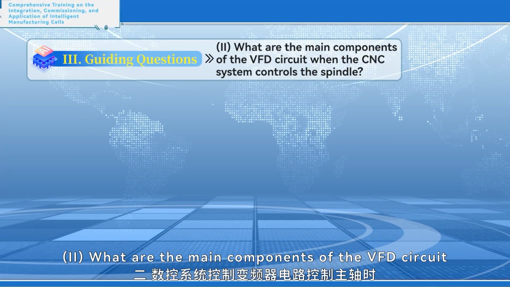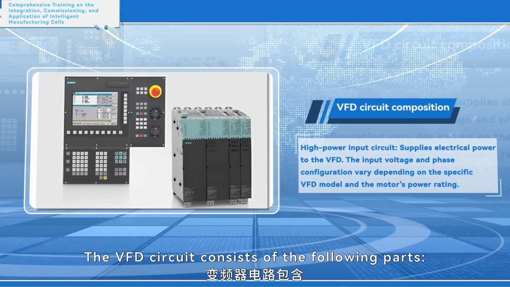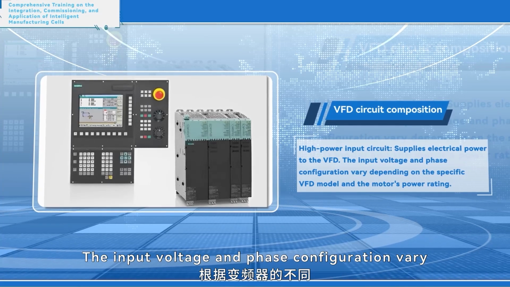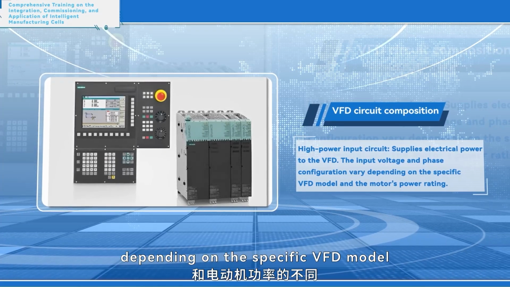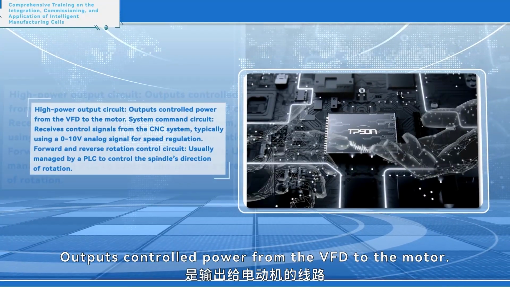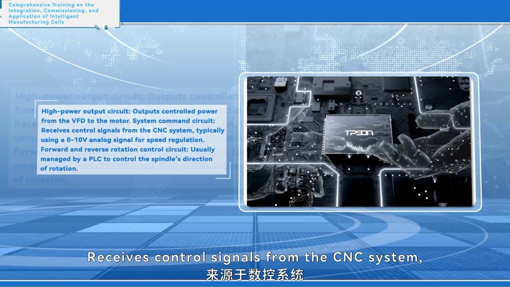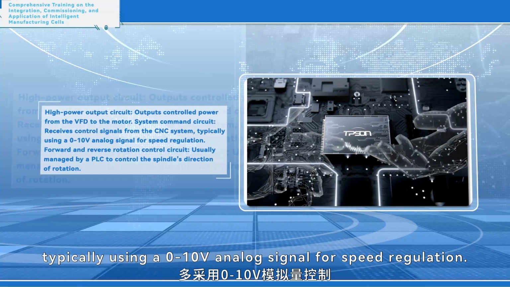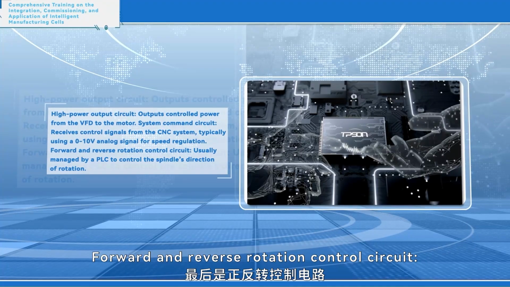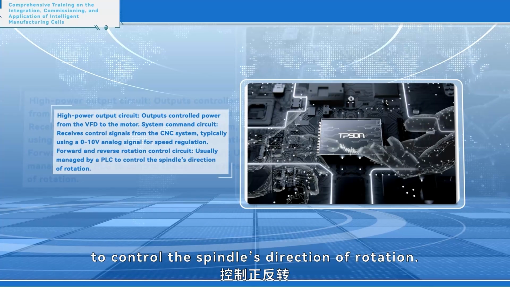2. What are the main components of the VFD circuit when the CNC system controls the spindle? The VFD circuit consists of the following parts: high-power input circuit. The input voltage and phase configuration vary depending on the specific VFD model and the motor's power rating. High-power output circuit outputs controlled power from the VFD to the motor. System command circuit receives control signals from the CNC system, typically using a 0 to 10 volts analog signal for speed regulation. Forward and reverse rotation control circuit, usually managed by a PLC to control the spindle's direction of rotation.